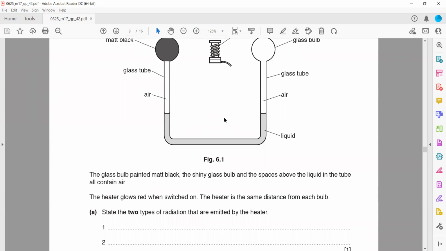State two types of radiation that are emitted from the heater. Because we can see the light coming out, visible light energy is there. And what else? The other one is heat radiation, or infrared radiation. So when we switch on the heater, it is producing light energy and heat energy as well.